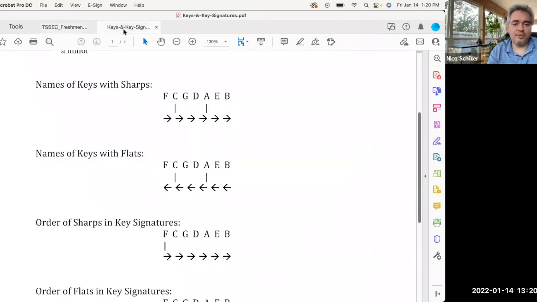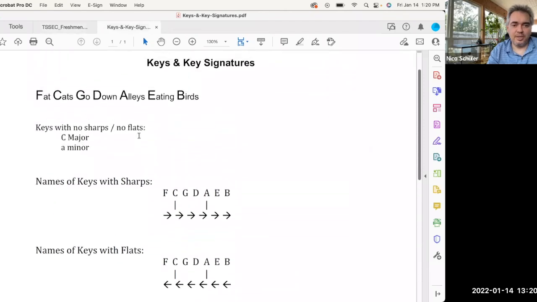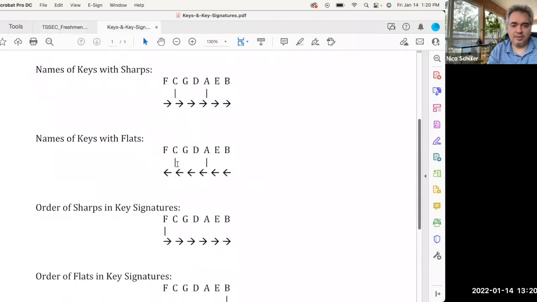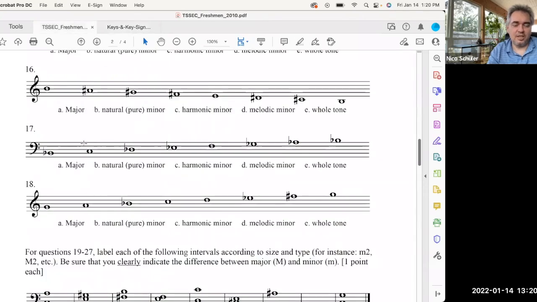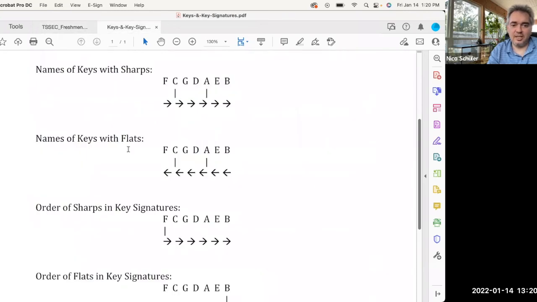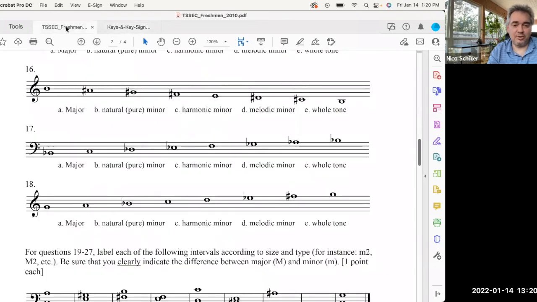Now, if we were to go to our acronym and start on C, 1 flat, 2 flats, 3 flats, 4 flats, 5 flats, D flat major. But this doesn't start on D flat, so that's not D flat major.